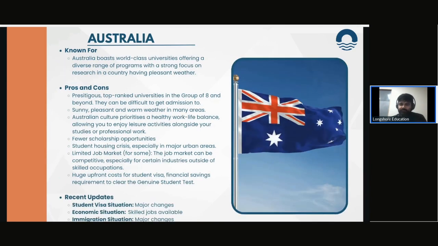Australia, on the other hand, has had the most amount of changes. It has world-class universities, a diverse range of programs and research, and pleasant weather definitely. Top-ranked universities, especially the Group of 8 and beyond, can be a bit difficult to get into, just like the top Canadian universities. Australian culture is pretty good in terms of making sure that you have a healthy work-life balance. You can pursue other activities, part-time jobs, and so on. The job market is also a bit more focused on the areas where they are lacking talent and trying to get students on board. If you are in one of those high-demand fields, then you have a very good option.